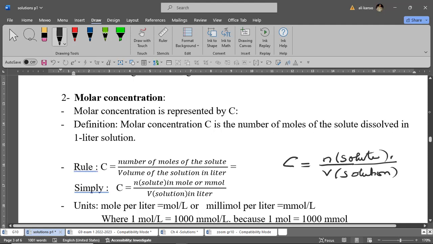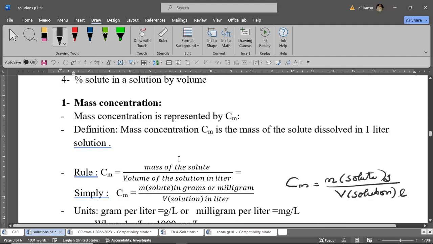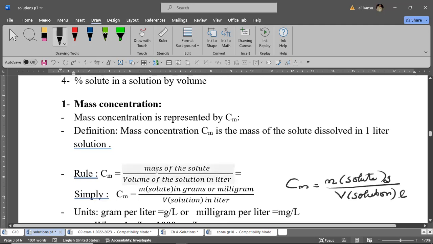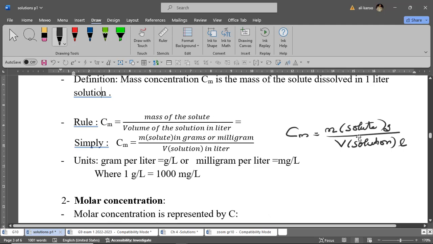This one is in moles and this one is in liters. Both of them have a definition, and you can express this rule in words. Mass concentration is the mass of the solute dissolved in 1 liter of solution. This is the definition. If I ask you to calculate the mass of the solute dissolved in 1 liter, you have to answer me by this rule.